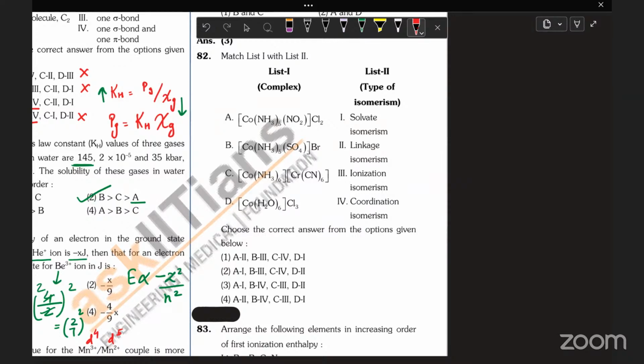I see in option A, in the molecule A, NO2. So NO2 is an ambidentate ligand. It can show linkage isomerism. At one time, nitrogen can be the donor atom. At the other time, oxygen can be the donor atom. And that's how linkage isomerism can be shown by this compound. So I'll say A will go with 2.